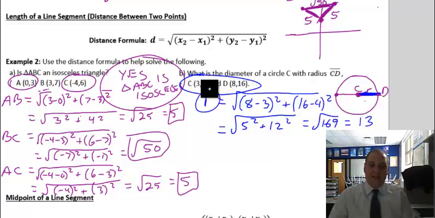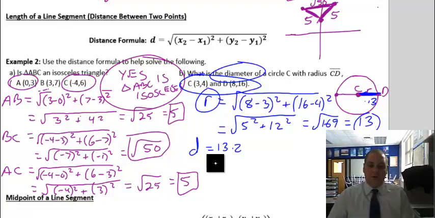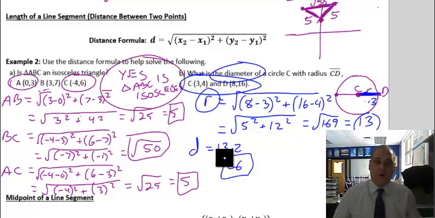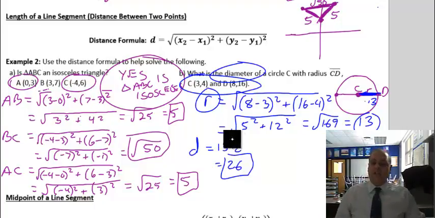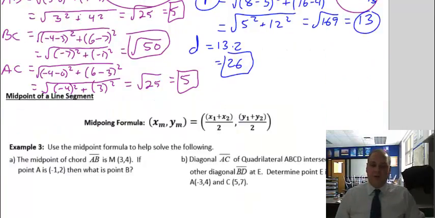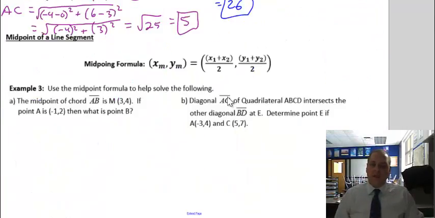So my radius is 13, and they want the diameter of the circle, so I just double that. So my diameter is going to be 13 times 2, which is 26. So the diameter of my circle would be 26. And again, I use the distance formula to find the radius, double that to get diameter. So just different examples of where you might use that distance formula.